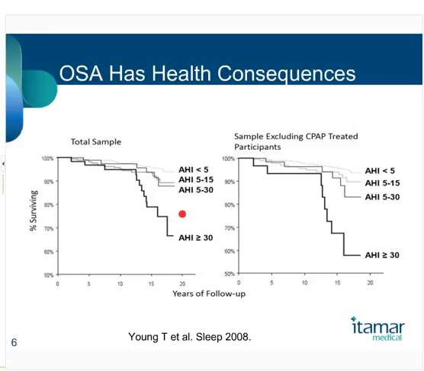But then when you get to the severe group, AHI is greater than 30, you see that the survival rates over 20 years of, or actually this is 18 years of follow-up, has a very, very different experience. And this is true certainly if you exclude the people who've been treated with CPAP, it's even worse. So sleep apnea has serious consequences.